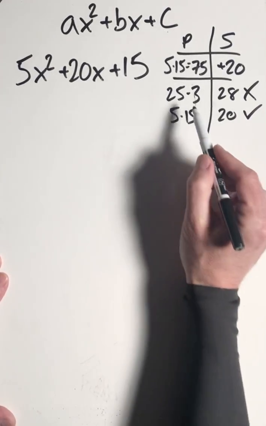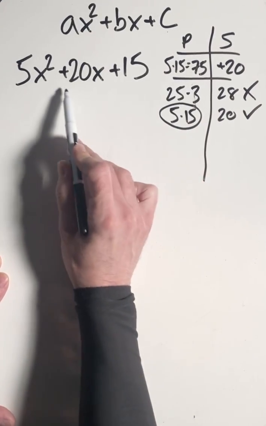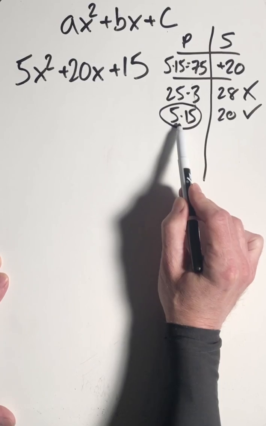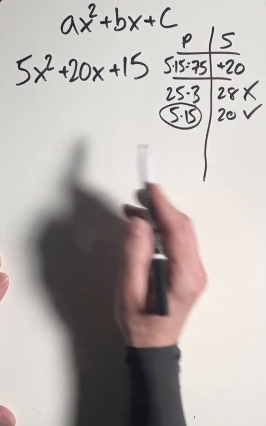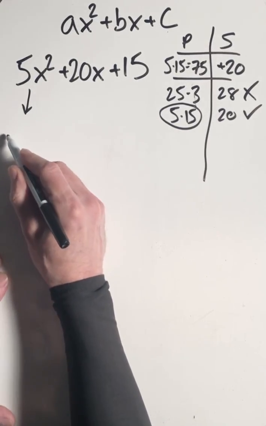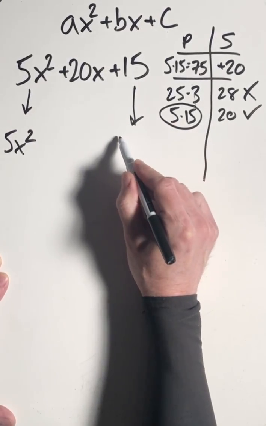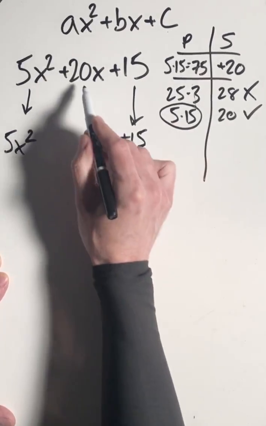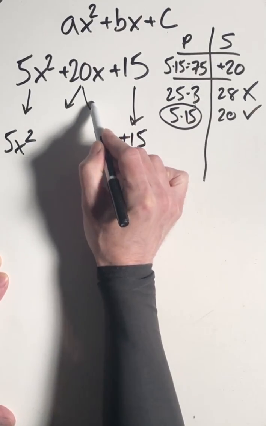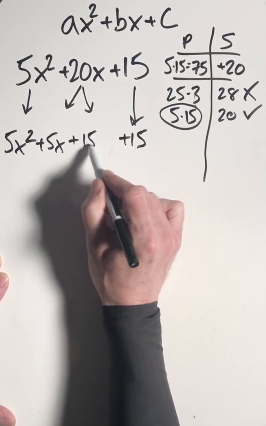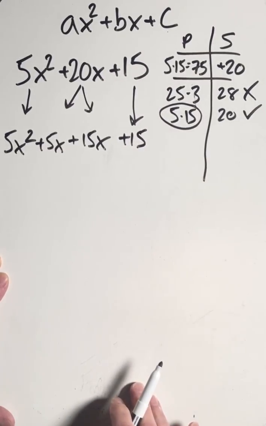So now I'm going to need to re-express this middle term, positive 20x, as positive 5x plus 15x. So this 5x squared comes straight down. This positive 15 comes straight down. And this middle term is now re-expressed as positive 5x plus 15x.